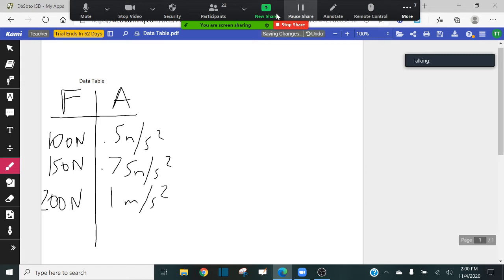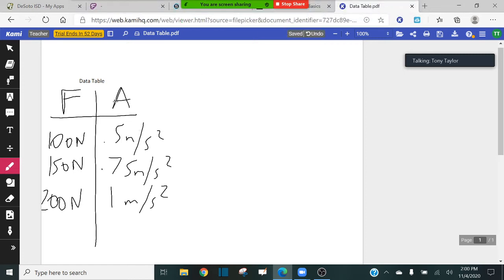Okay. And guys, you would do that in order to see the trend. I need a minimum of 5 data points. It can be 5 or more data points, but it cannot be less than 5. And again, guys, this was a situation where we were holding mass constant at 200 kilograms. Be sure you tell me that in your procedures, what you're holding your mass constant at.